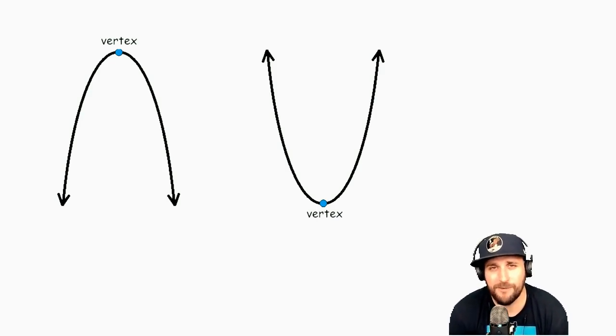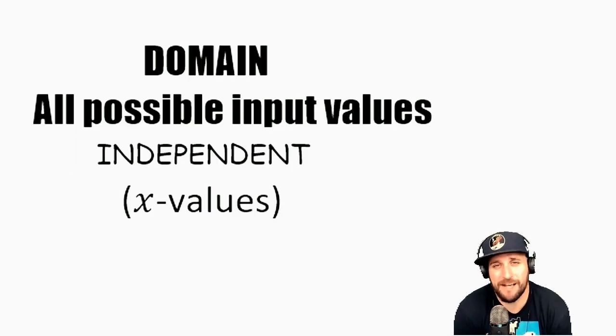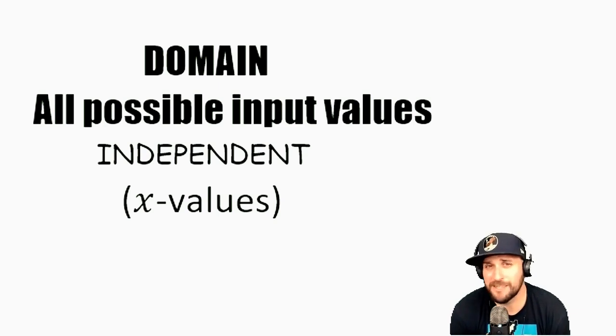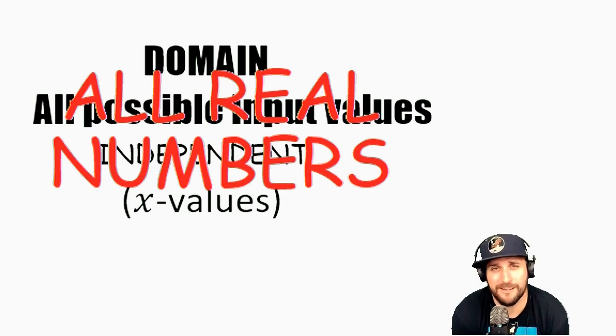All functions also have what are called domain and range. Hopefully we remember. Domain is all input values, x values. In a quadratic function, unless I tell you what the domain is, you can always assume that the domain is all real numbers, because you can plug anything you want into a quadratic function and get something out.